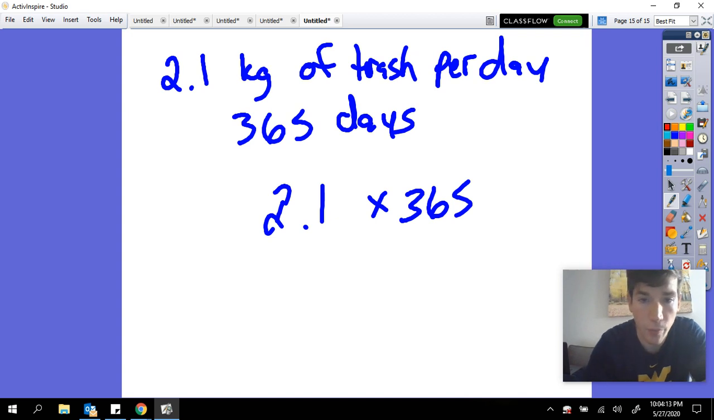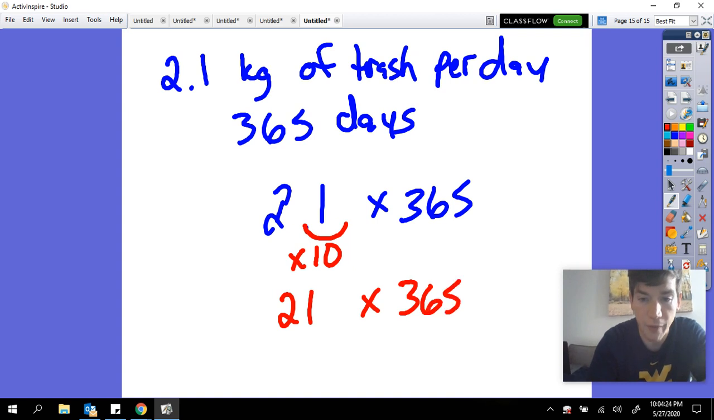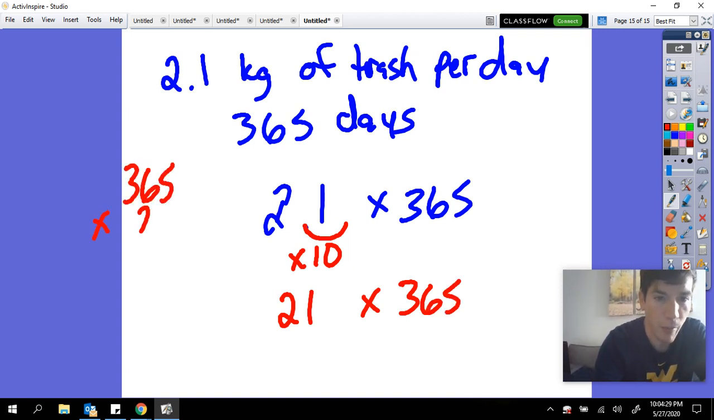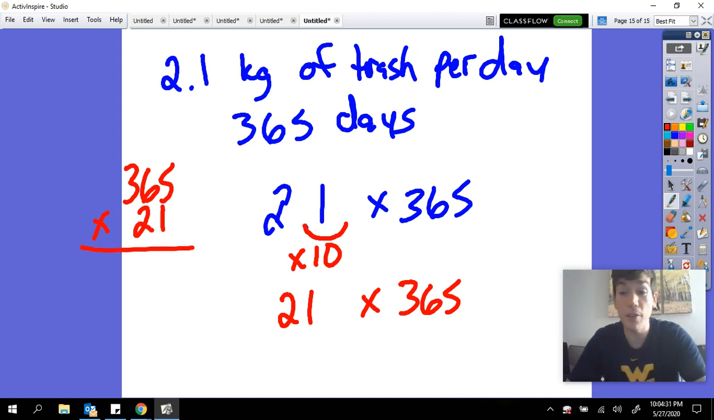So when we do that, we're going to do what we've been practicing. I'm going to move this decimal over. A quick way to do that is multiply by 10, which is going to change that number to 21 times 365. So I'm going to go over to the side. I'm going to flip that around. Remember, multiplication is commutative, which means the order doesn't matter.